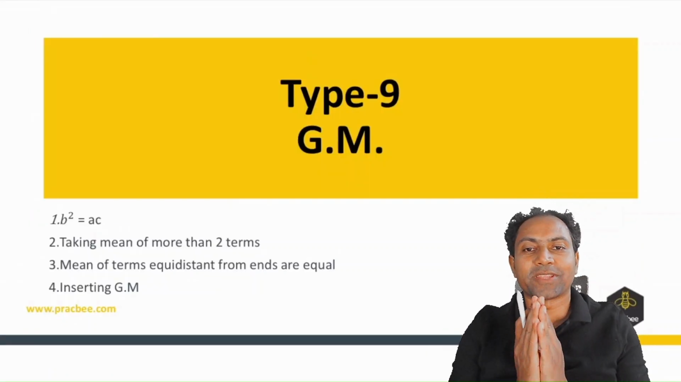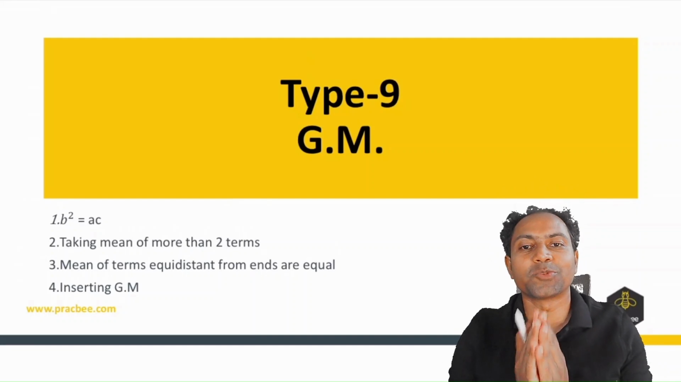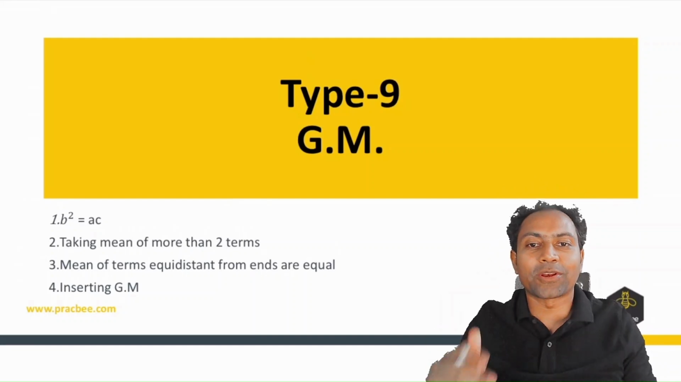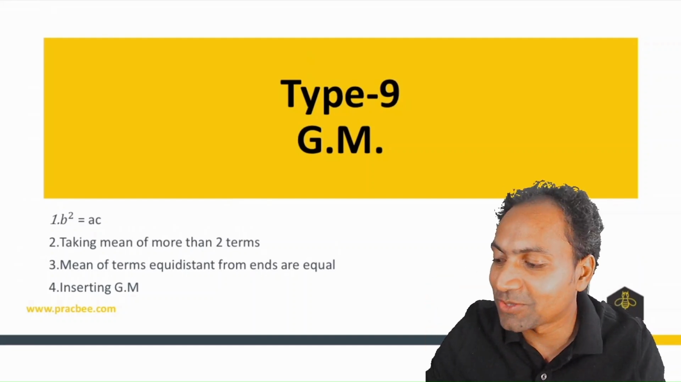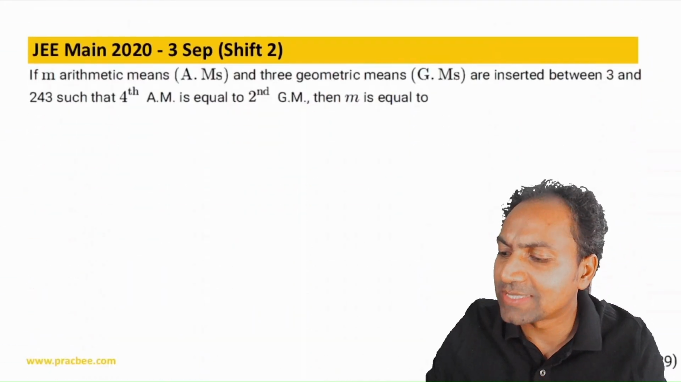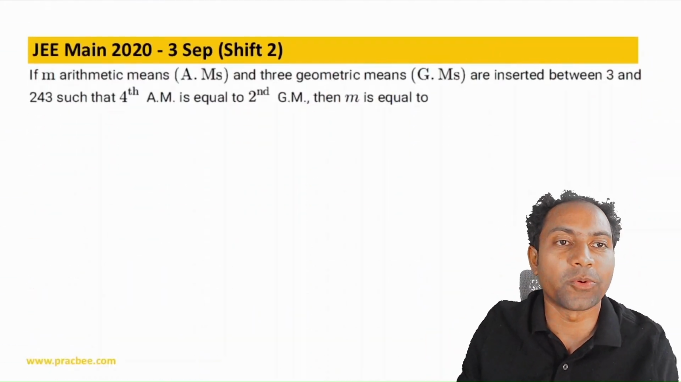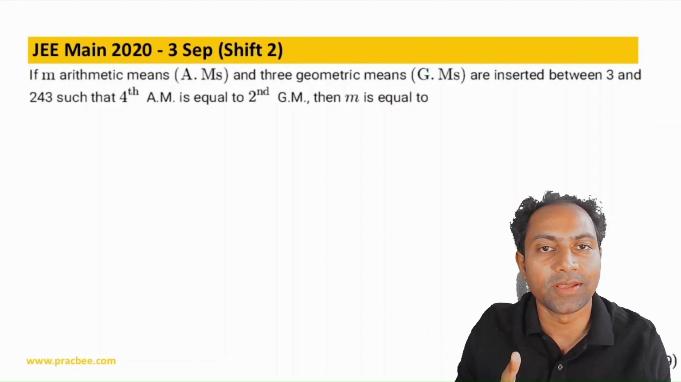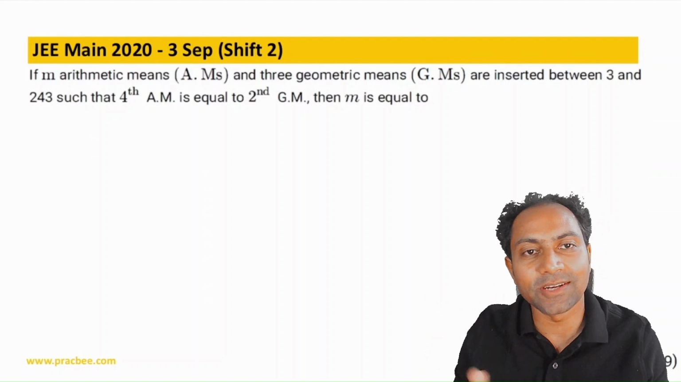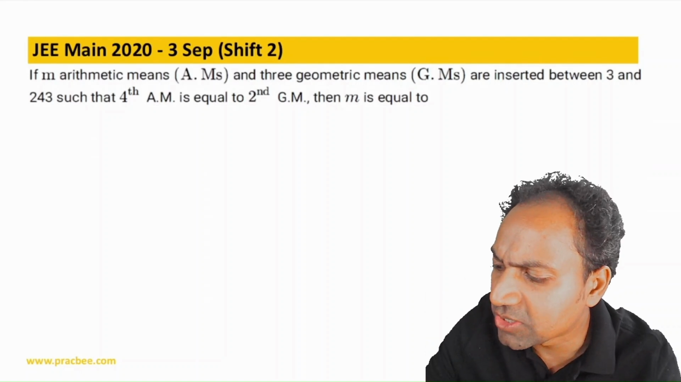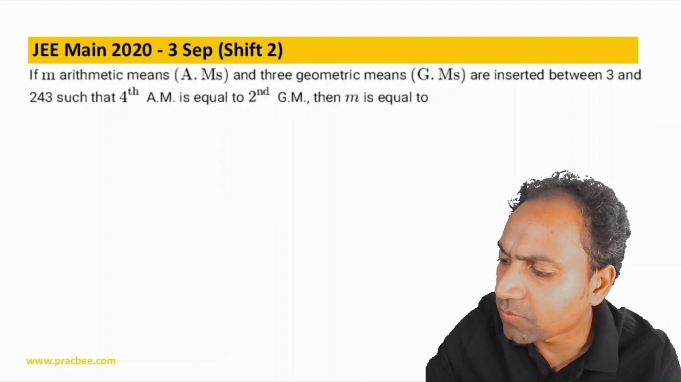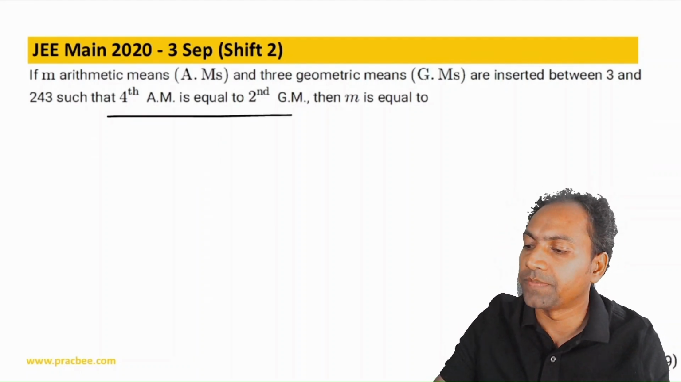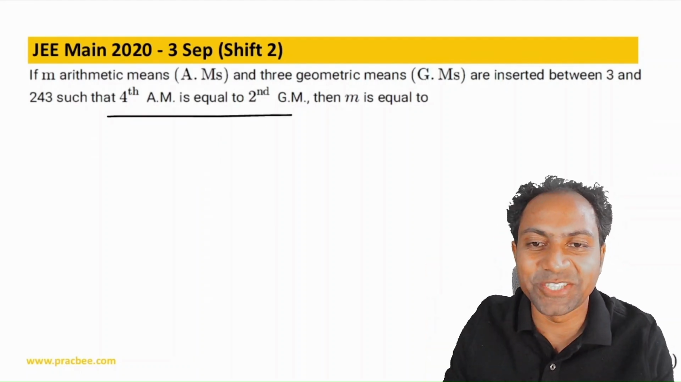Now let us look into another problem category, that is questions based on geometric means. So I have already talked about these properties. Let us look into the question based on this idea. This question was asked in JEE 2020 that talks about M arithmetic means being inserted between 3 and 243 and 3 geometric means inserted between them, and they have given this condition and asked what will be the possible value of M. So let us first insert the 3 geometric means.